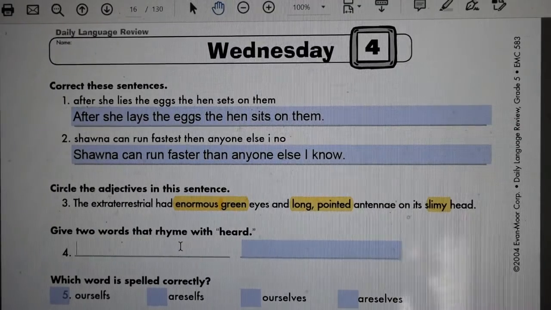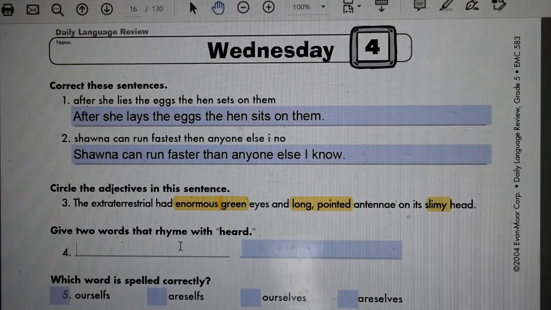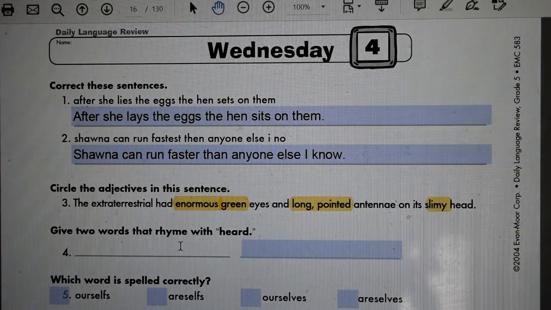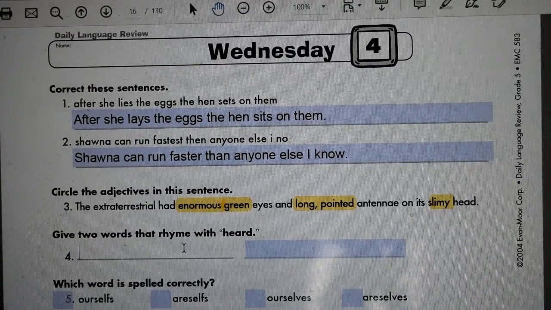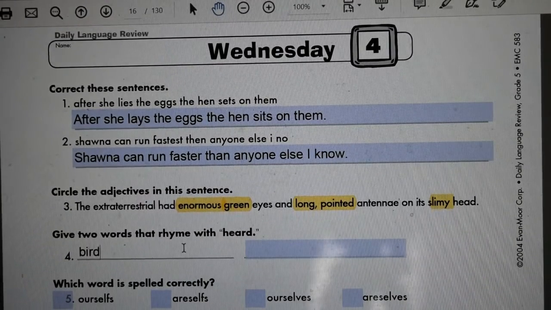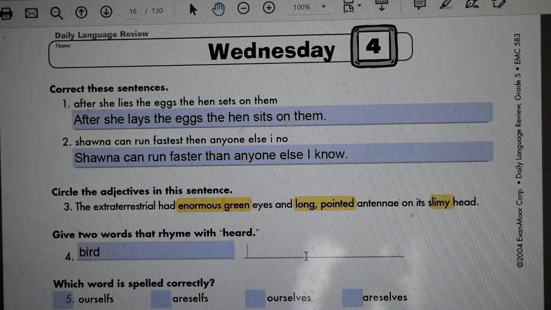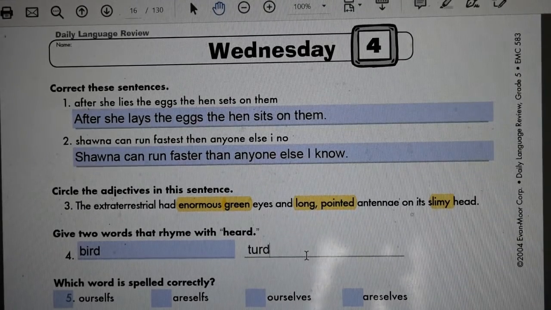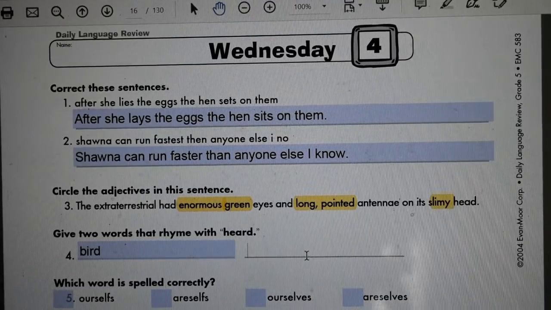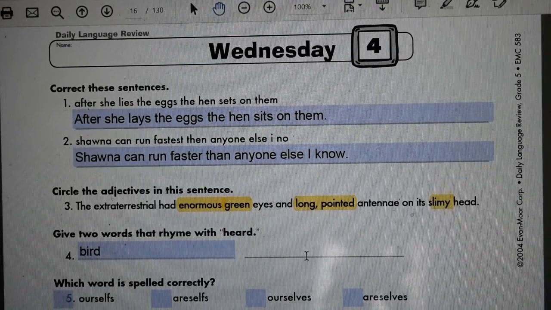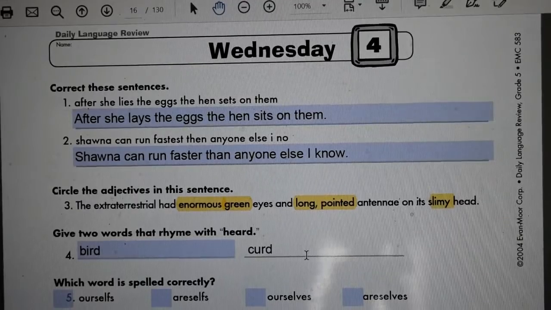All right, give 2 words that rhyme with heard. Great Scott. This is an interesting one. You guys could have written just about anything. Heard, I say bird. What else? Heard. I'm thinking of turd. That's a bad one. Don't do that one. Heard, curd. Oh, a cheese curd. Heard, curd.